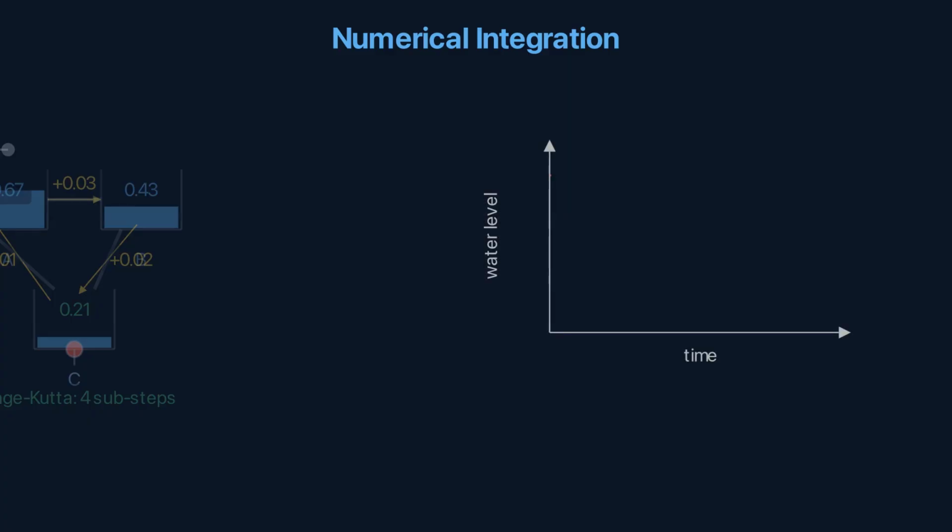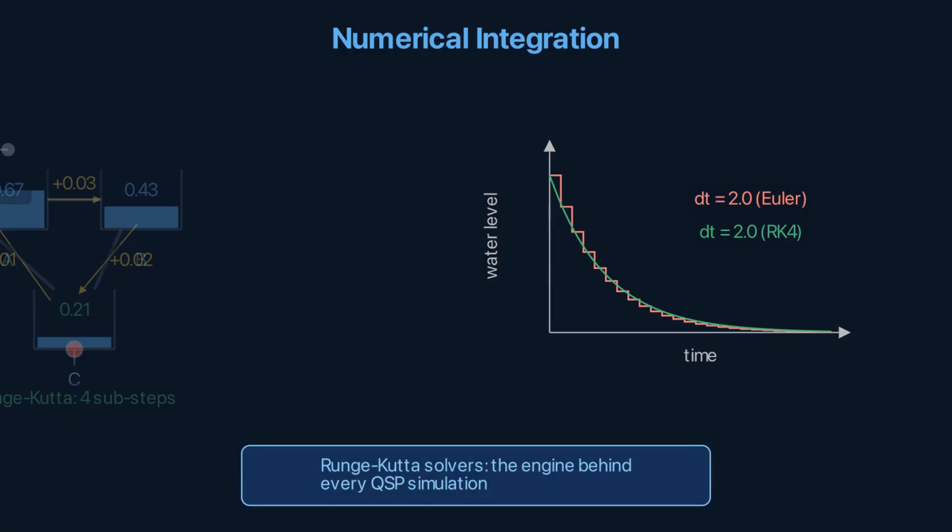But crude steps overshoot. The water level can go negative if the step is too large. Runge-Kutta is smarter. It takes 4 quick sub-measurements per step and averages them. Almost every QSP model you encounter is solved this way. The computer is the plumber with a very fast stopwatch.